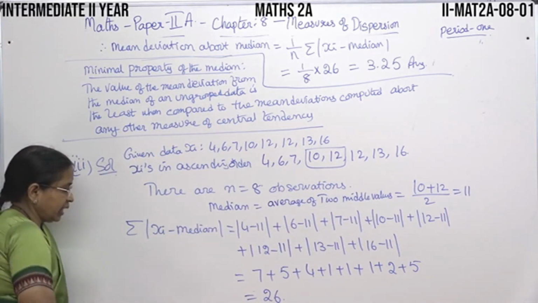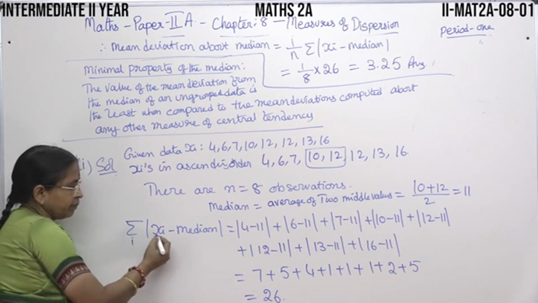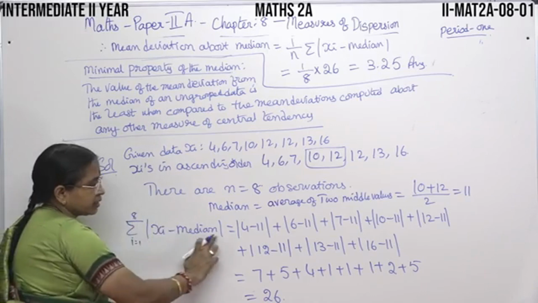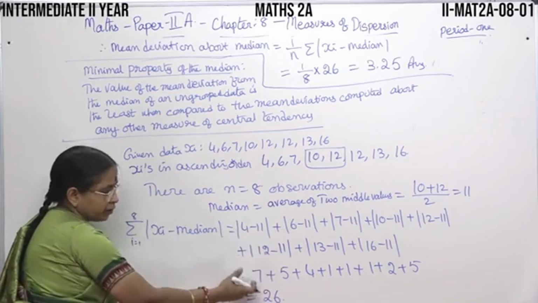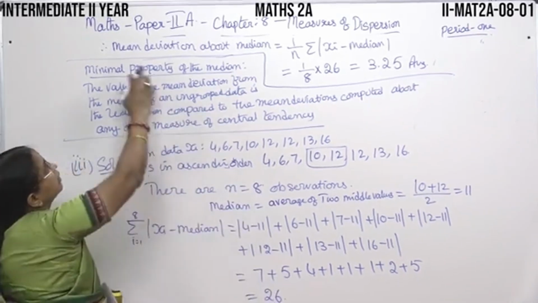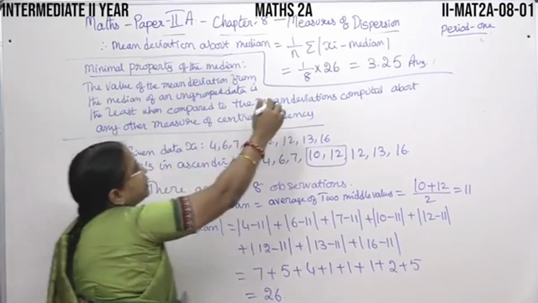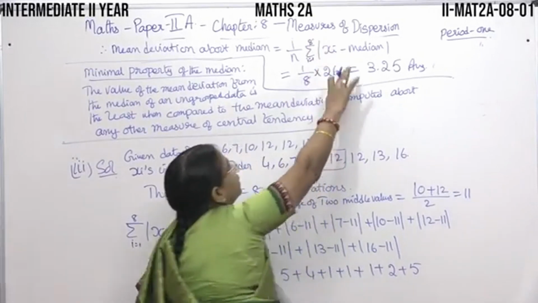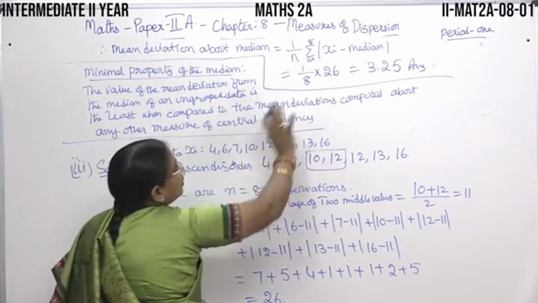Now like in the earlier problem, you find out sigma over i, where i is from 1 to 8 values, of mod of xi minus median. Like in the earlier problem, you got 26. So the mean deviation about median is 1 by n into sigma, i from 1 to 8. So write the formula, find out like this.